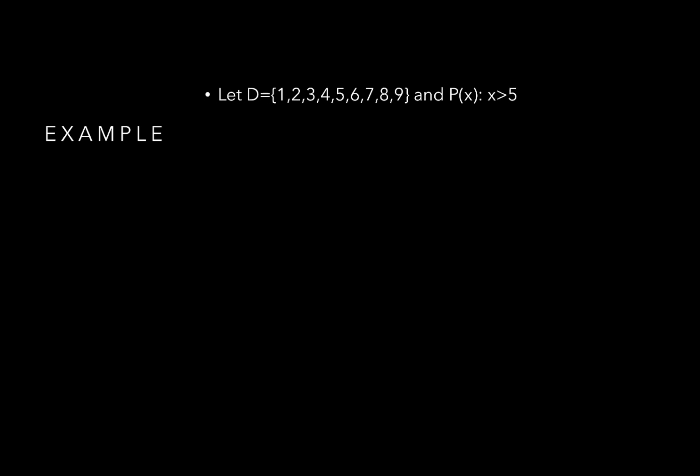Let's change our example. This time our domain is 1, 2, 3, 4, 5, 6, 7, 8, 9, and we'll let the predicate P of x be x is greater than 5. Again, we want to know which elements of D make P of x true. So we're searching through our domain and looking for all numbers that are greater than 5. That means we want 6, 7, 8, and 9. We don't use 5 because 5 is not greater than 5.